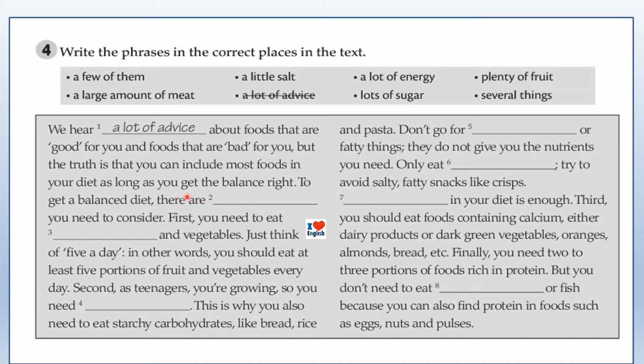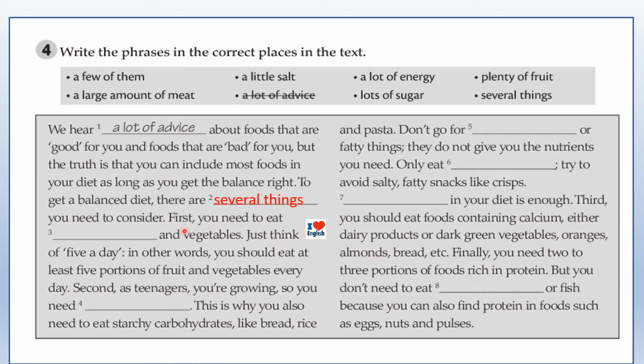How can we get the balance right? By eating most foods but in the right proportions and quantities. To get a balanced diet, there are several things you need to consider. What should we consider to get a balanced diet? We should consider several things. So there are several things you need to consider.